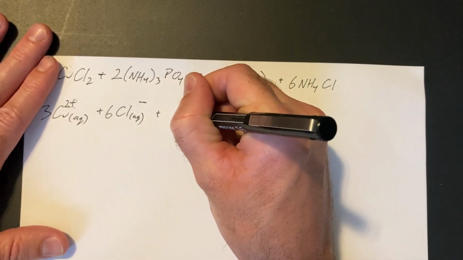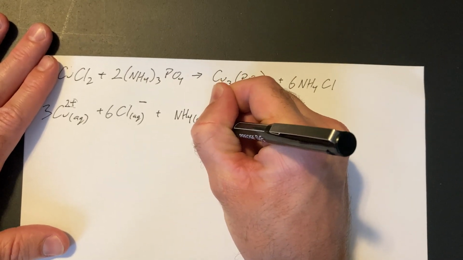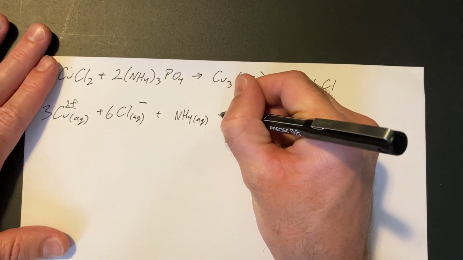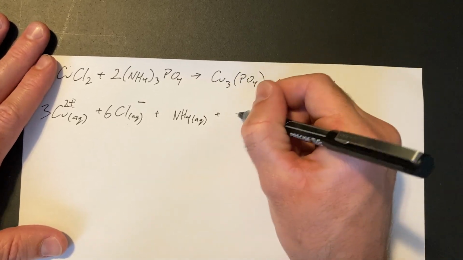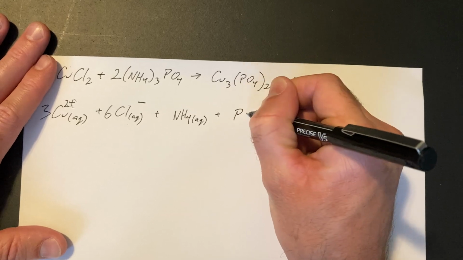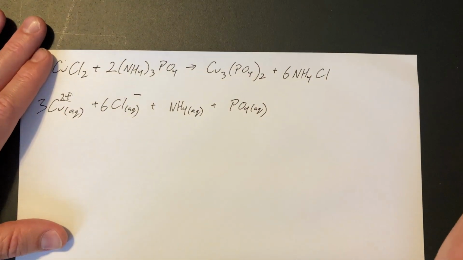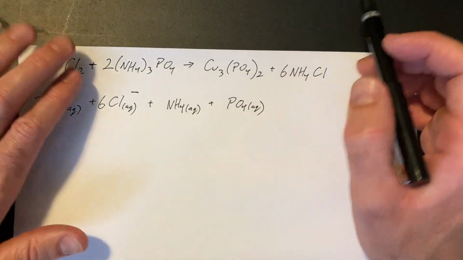Let's start with the NH4. Just copying it down. AQ, because it's dissolved. Don't forget your AQ. Be ashamed to lose a point because you forgot your AQ. It is part of the overall ionic equation. And your PO4. AQ. There we go. All right, how many of each one of these do we have?